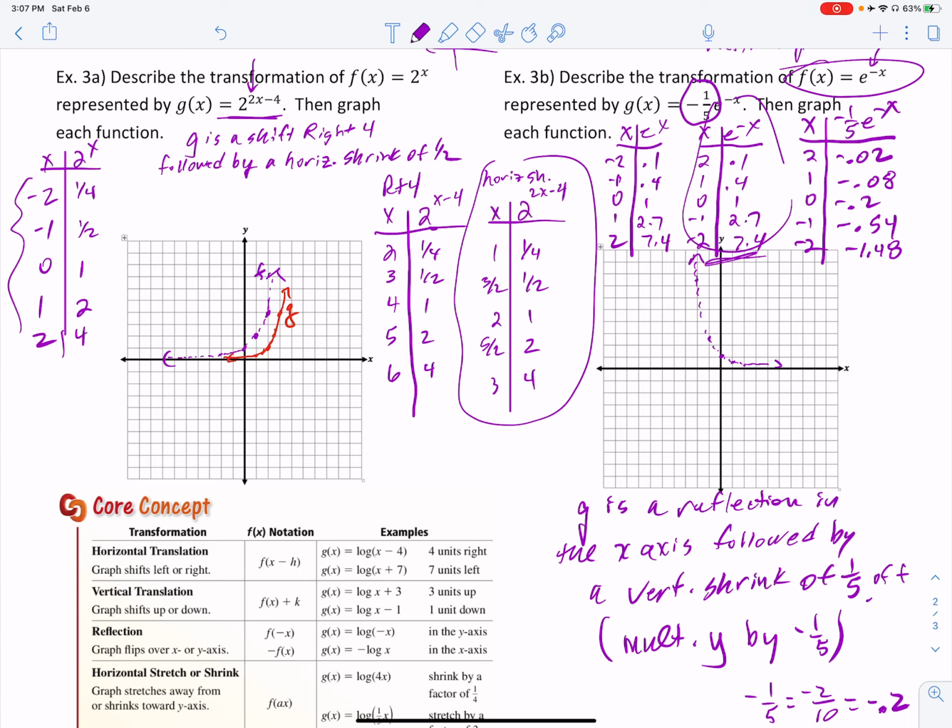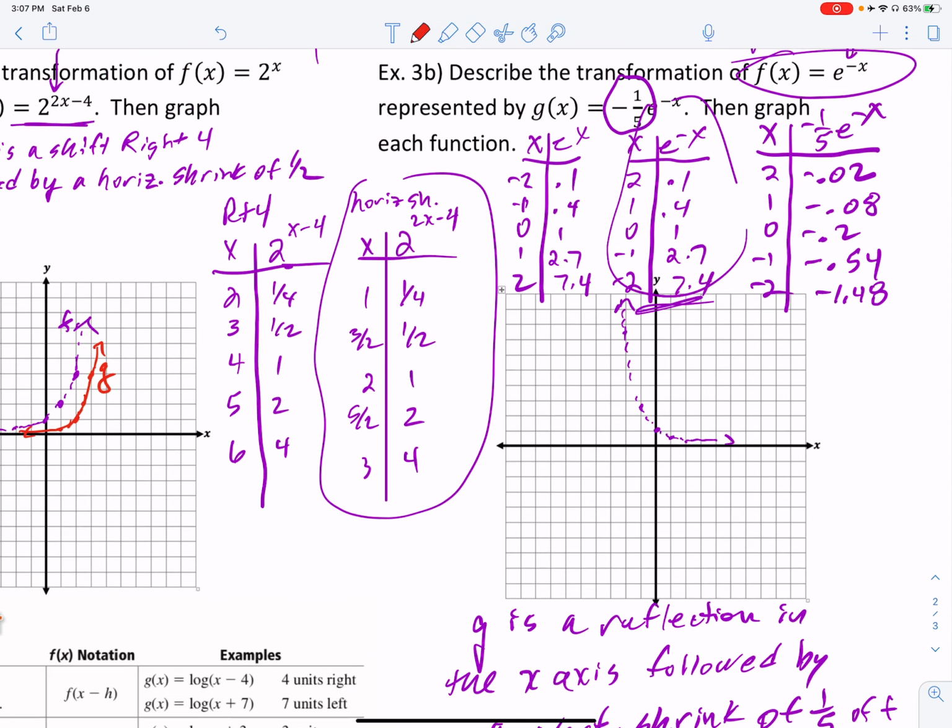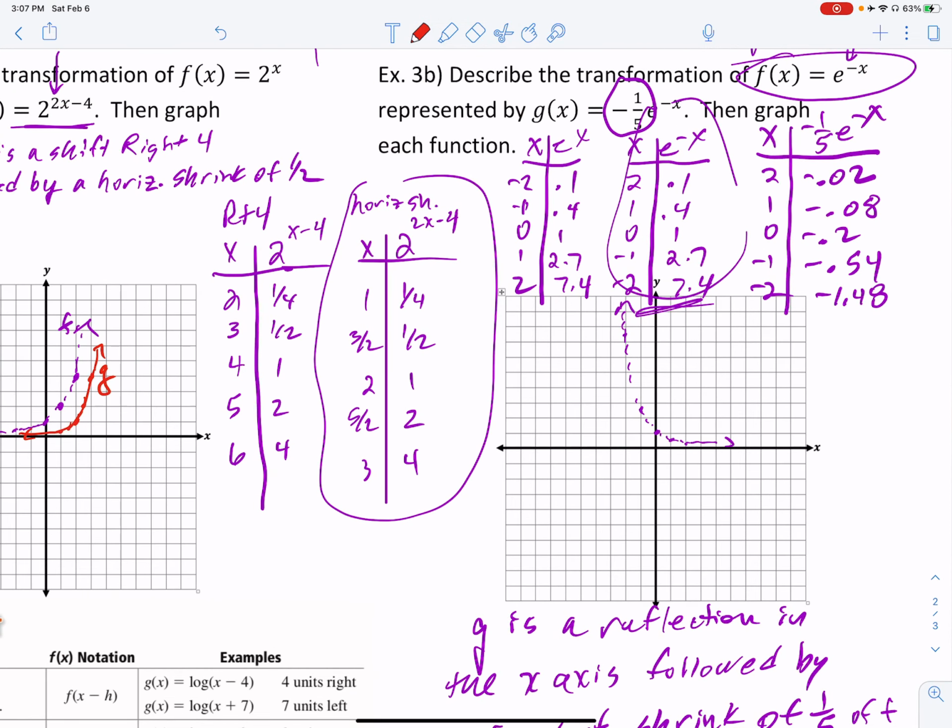And so as we go to graph this, at 2 we're at -0.02, and at 1 we're at -0.08. We can't graph that accurately, so we're going to be a little off the x-axis more than what we'd want. And then we're at -0.2. At -1 we're at -0.54. At -2 we're about -1.5. So we're just going to draw it like this and have it run parallel to that x-axis, and that is my g function. And the other one was f.